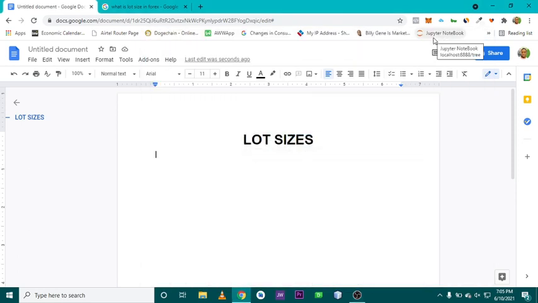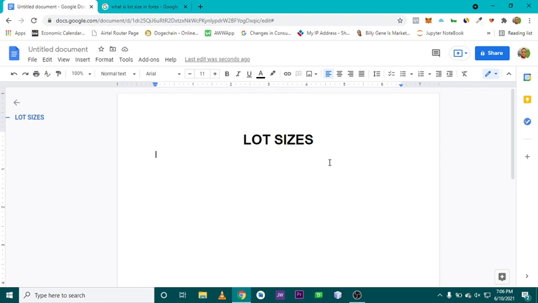Okay, so this is a question I normally get a lot. What is a lot size? How do we calculate a lot size? How do we know standard lot, mini lot, and how does it really affect your trade? So let's get into it.